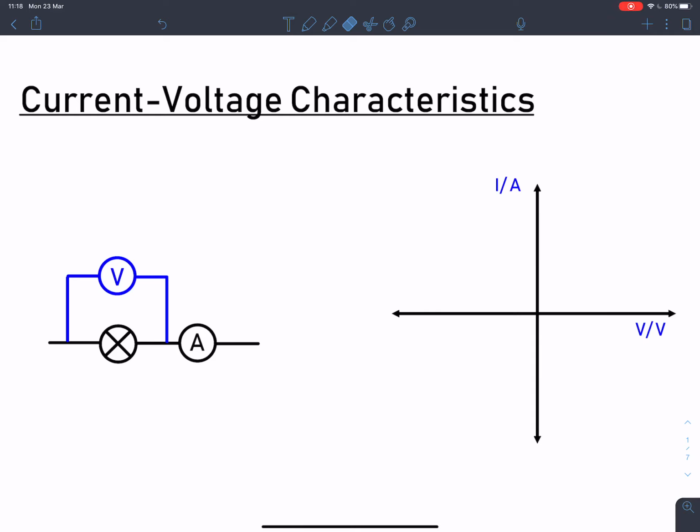Okay, so today we're going to talk about the current voltage characteristics in a circuit. So what does this mean? Well, this is basically us saying for a certain component, as I vary the voltage across it, how does the current behave? So what we ideally want to come up with is a graph which shows if I increase the voltage, what does the current do? And different components behave in different ways.